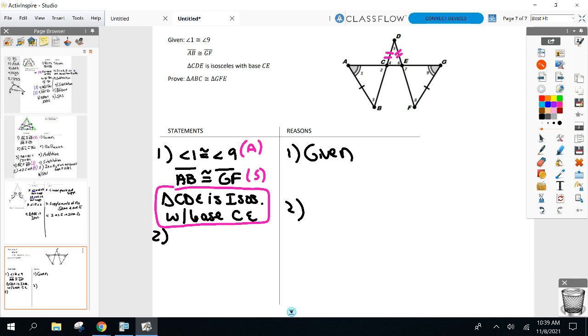So I want to make sure we're clear. I had to include what the base was so you knew what the two congruent sides were. You do not need to put that in your proof at all. That's given, that those two sides are equal.